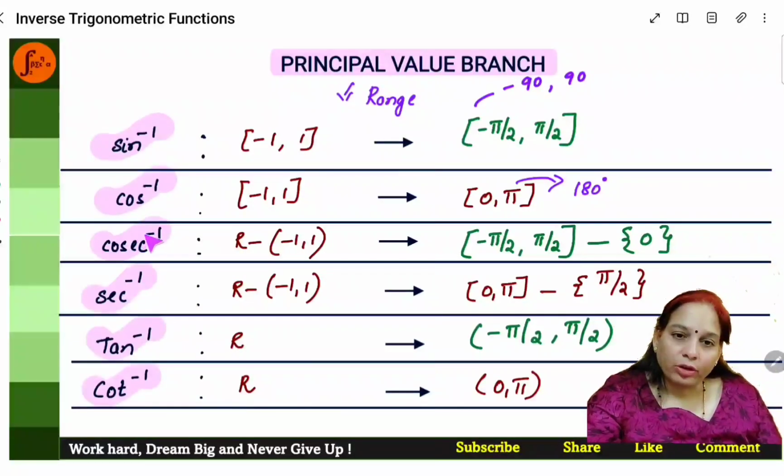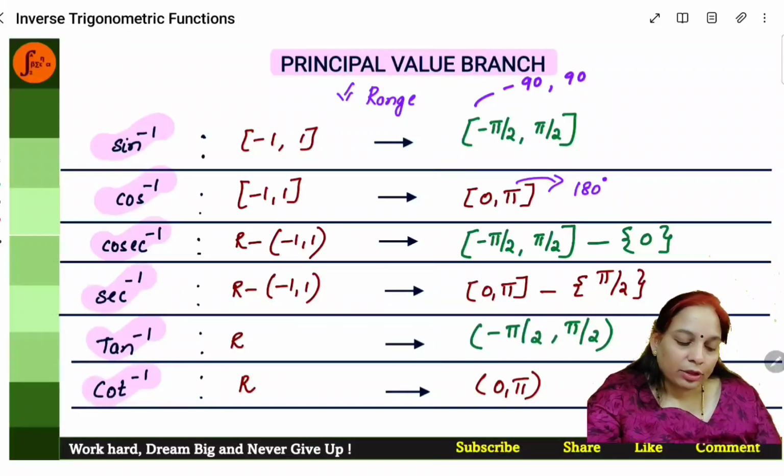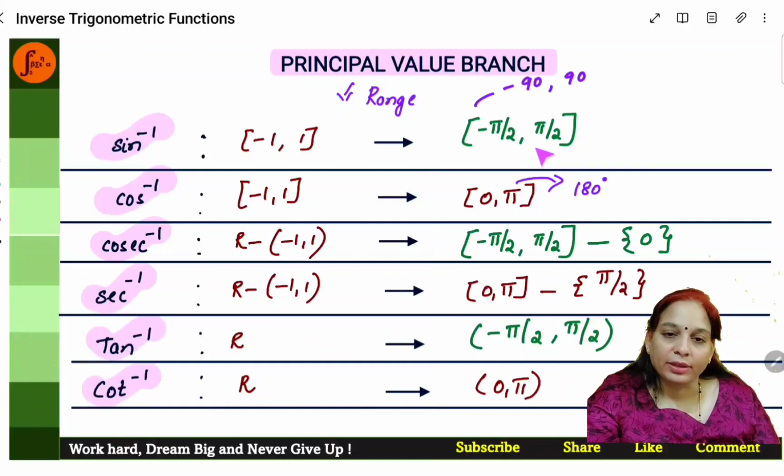Now, for each of the trigonometric functions, there is a principal value branch, or the range. For sine inverse, the range is between minus pi by 2 to pi by 2. That is minus 90 to plus 90. So whatever values you get when there are sine inverse functions in an expression, the value should be within minus 90 degree to plus 90 degree.